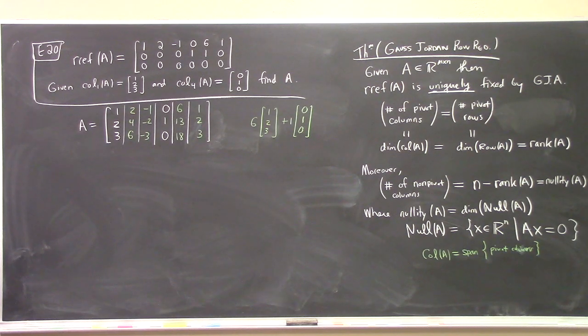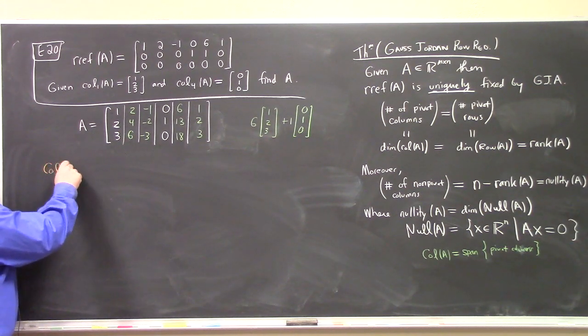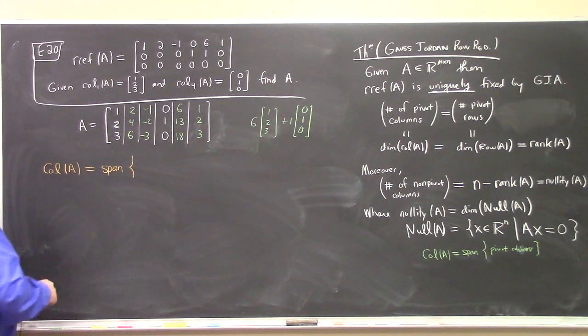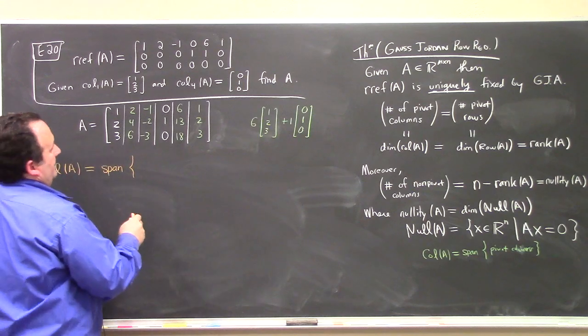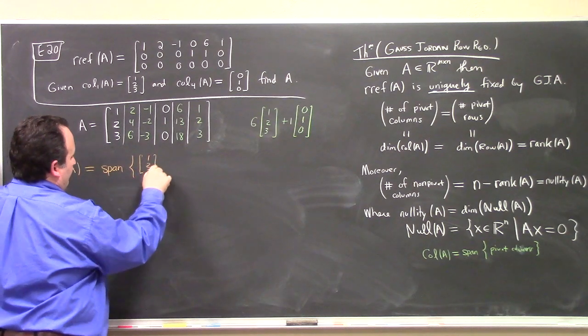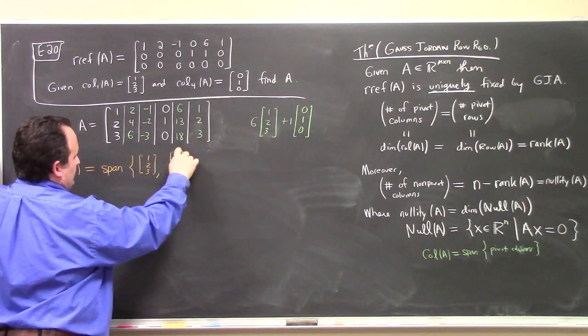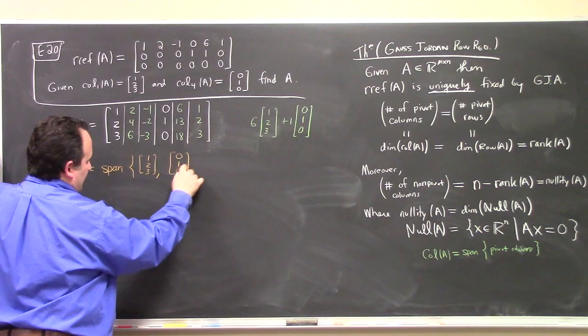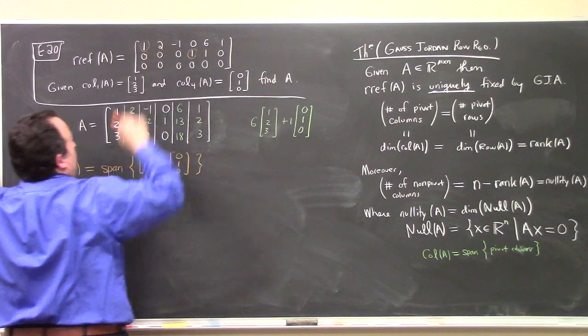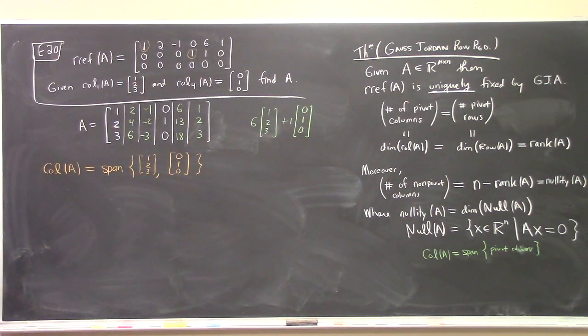Maybe I'll help someone out one day. So what's the basis for the column space of A? The span of the pivot columns. How many pivot columns do we have? There are only two pivot columns. These are the pivot columns. This and that are the only leading ones in the row reduction. Leading ones tell you where the pivots are.